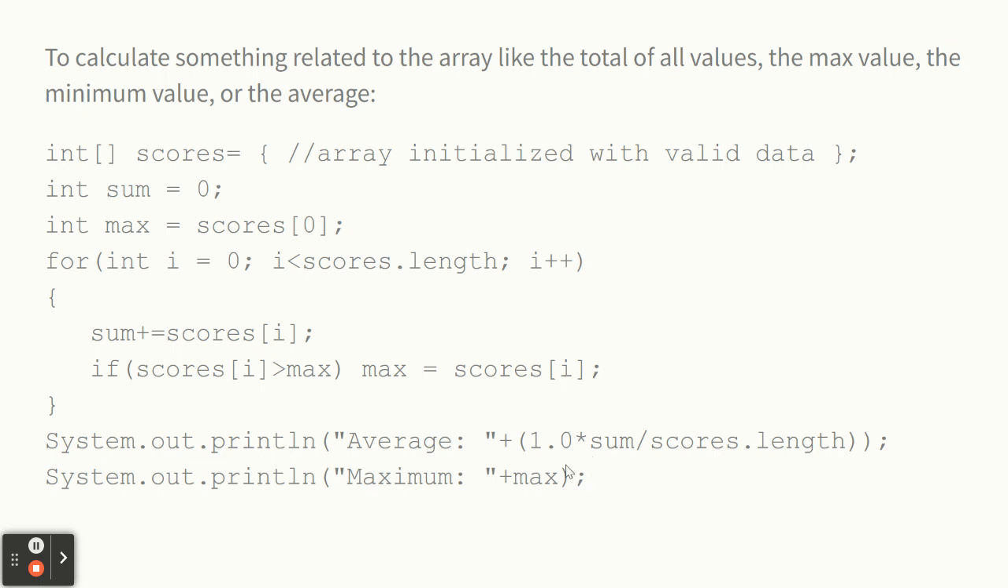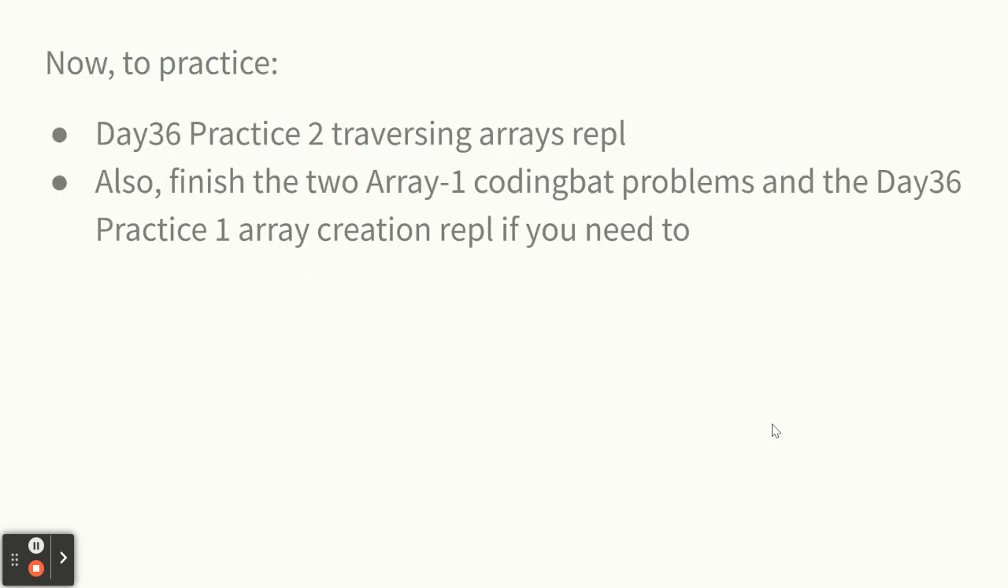And then for average, notice I do 1.0 times sum divided by scores.length. And that's all in parentheses. I don't think you'd have to put that in parentheses, but good practice. So you're going to have to do a max and min and an average in the next REPL, and you'll be finishing at home. There is a help video probably already posted, but you should try to do it without the help video. Questions?